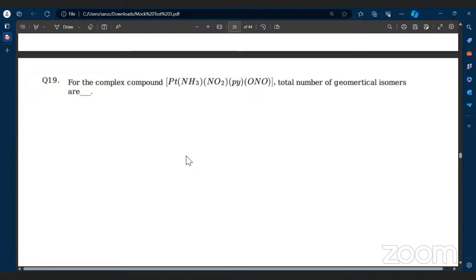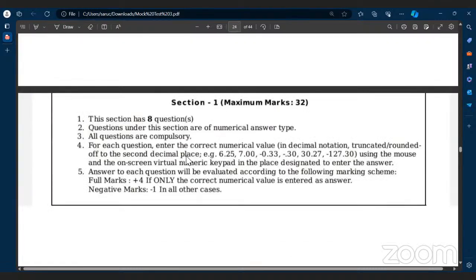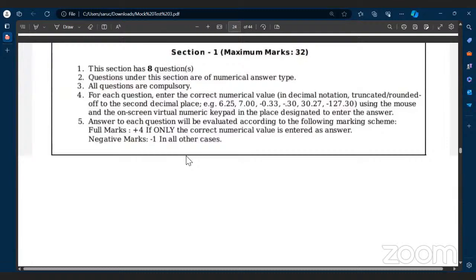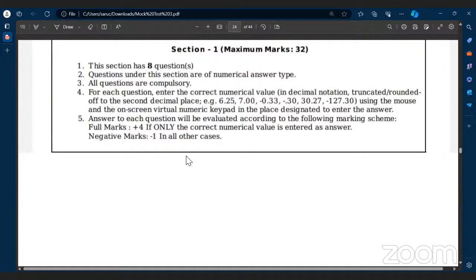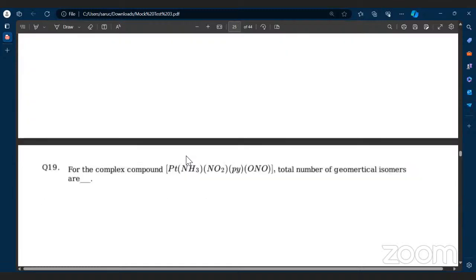So the first paper is over, I hope. Moving to the second paper now. I'll check the paper once. Yes, this is your second paper.